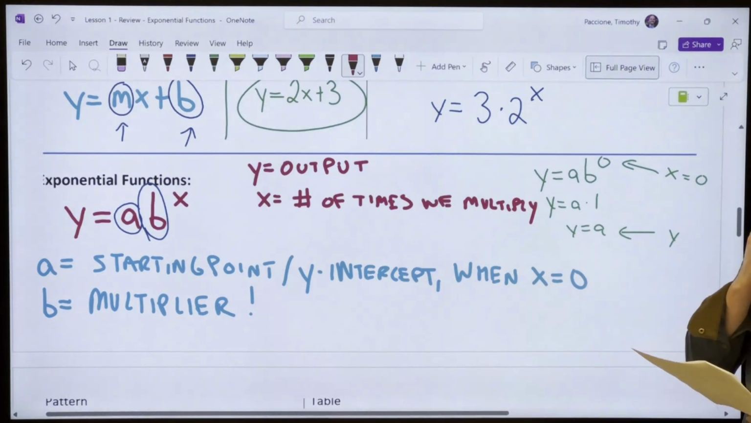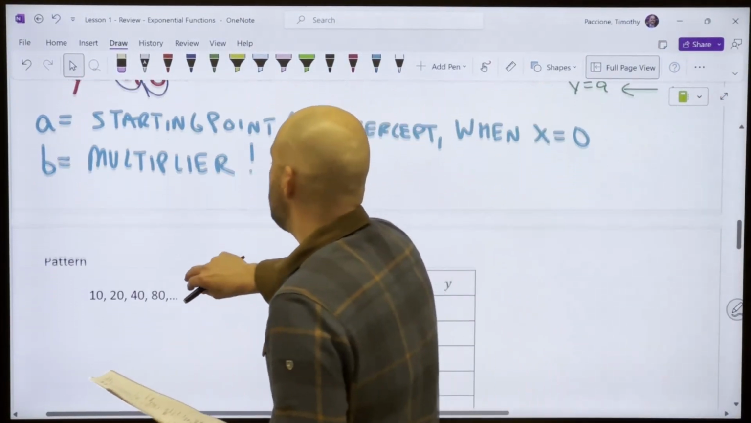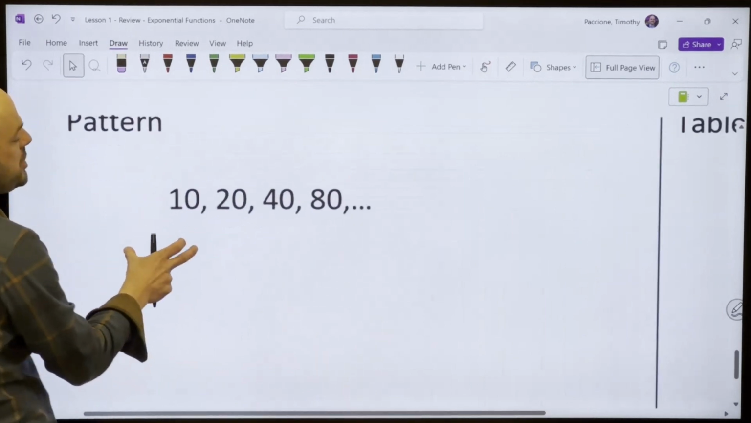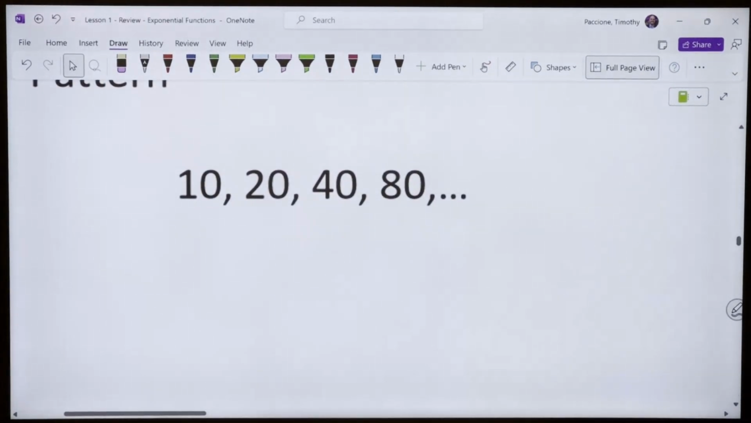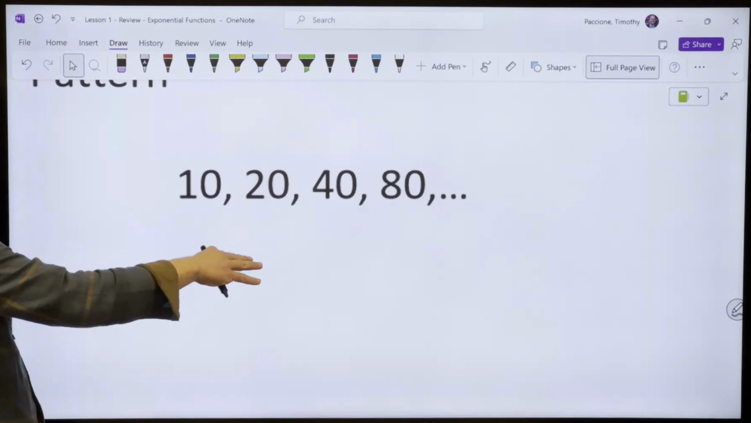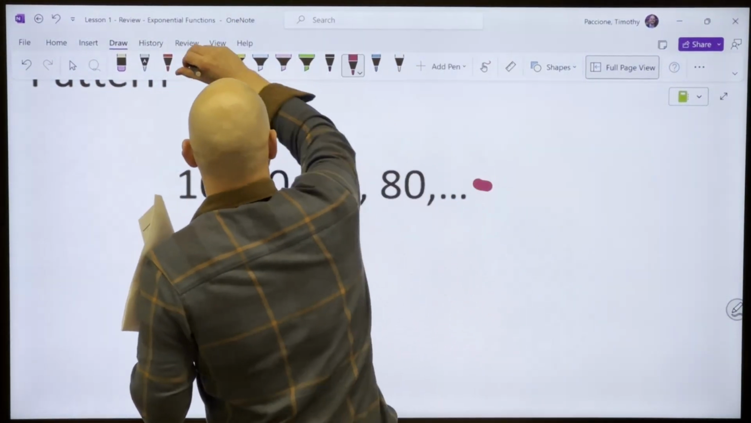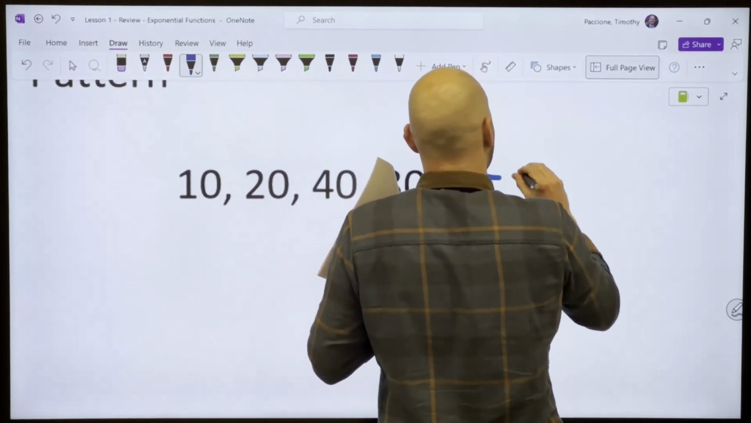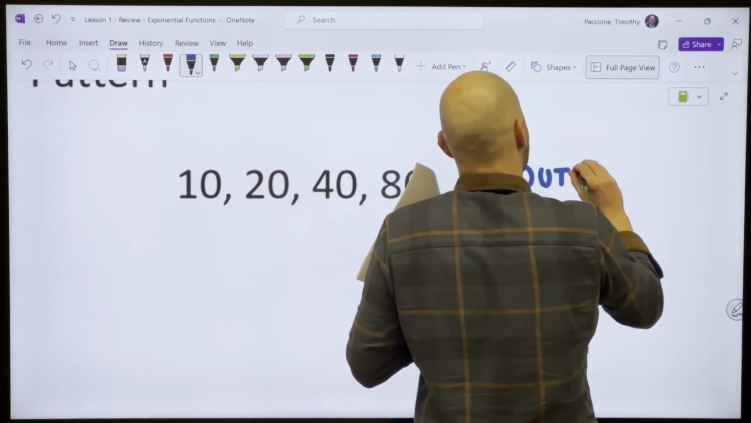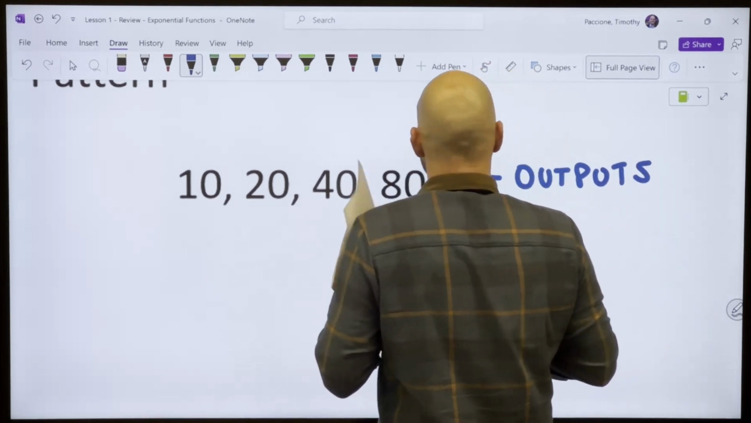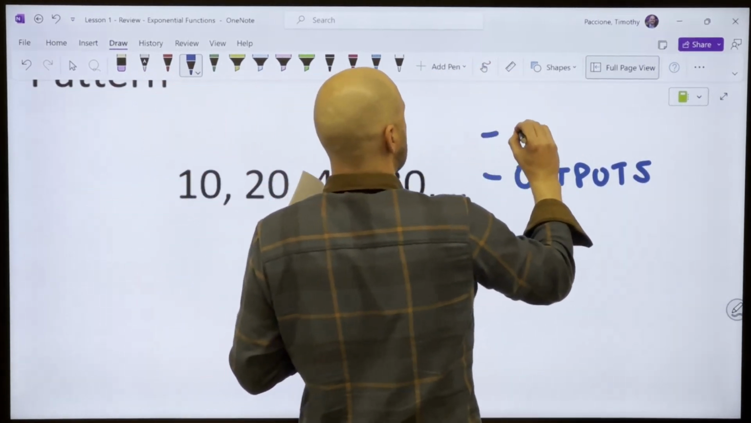All right, so we have this pattern. When you just start with a pattern, you have to somehow get this into an input-output situation, an x and a y, so we can start to turn it into a function. And it's giving you the outputs. These are your outputs. These are the results. So the question is, what are our inputs?